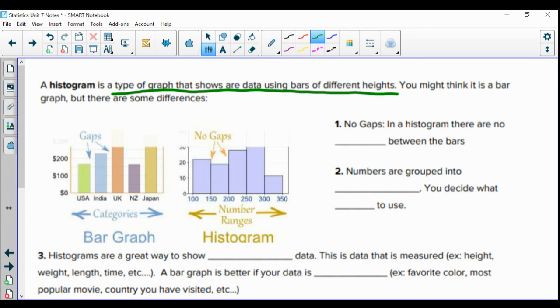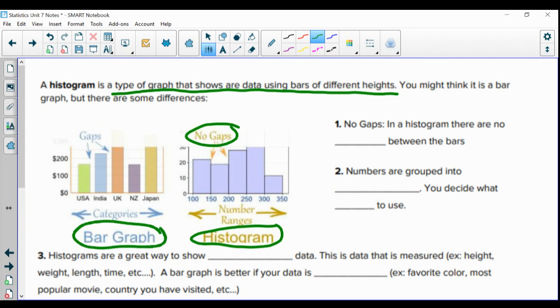The biggest difference is that in a histogram, there are no gaps. So if you look at this example, there is no space between the bars on a histogram, whereas bar graphs do have gaps in between their bars. So over on our notes, in histograms, there are no spaces between the bars. There are no gaps. The second biggest difference is that in a histogram, numbers are grouped into different intervals.